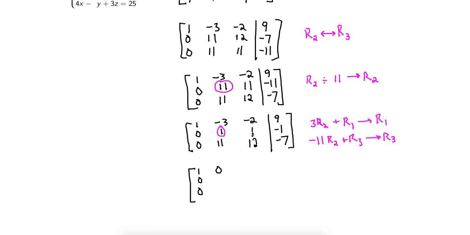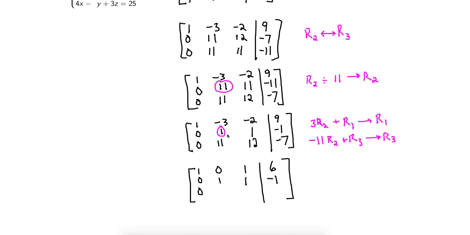3 times 1 is 3. 3 plus -2 is 1. And then also the right side. 3 times -1 is -3. -3 plus 9 is 6. So there's our new row number 1. We can copy these values. 1, 1, -1.